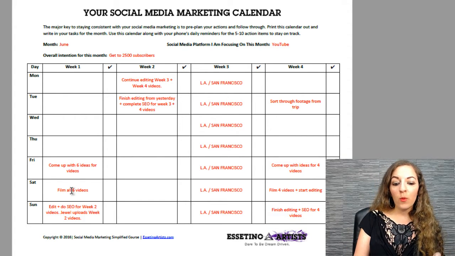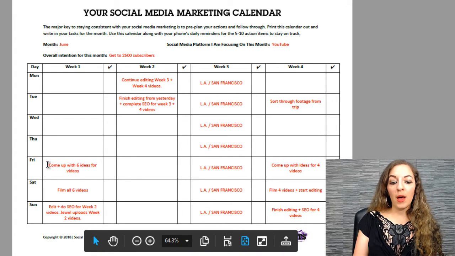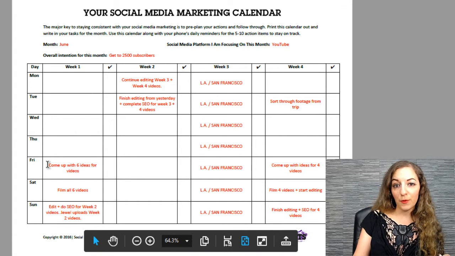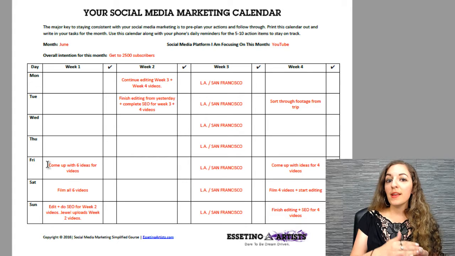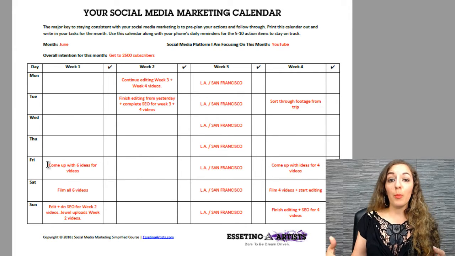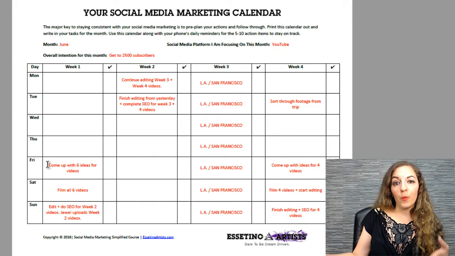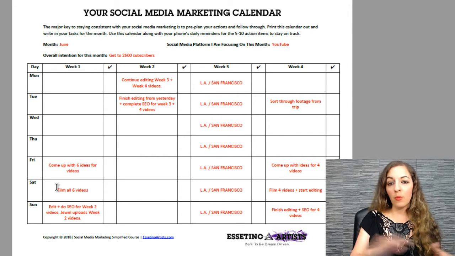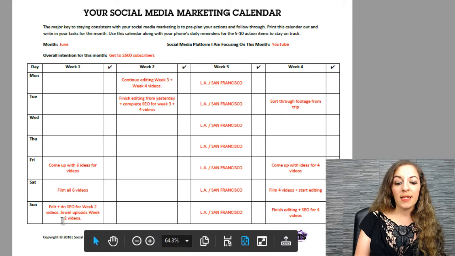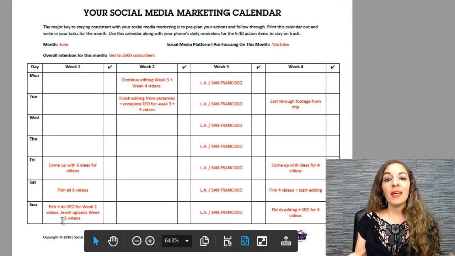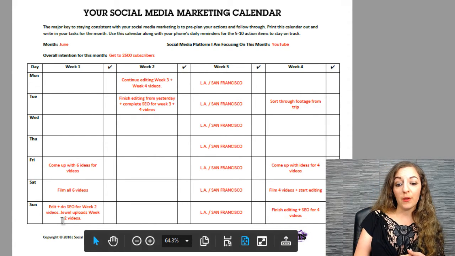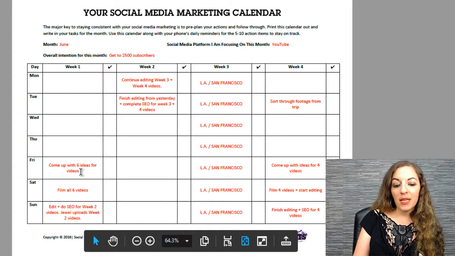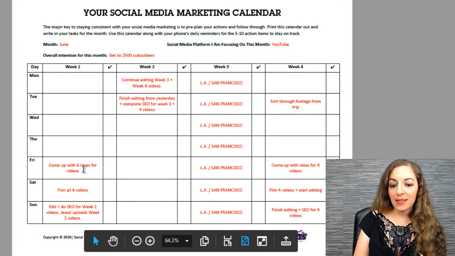So for week 1 of June, I need to come up on Friday with 6 ideas for videos because I need to film 6 videos to set myself up for the week. On Saturday, that's my day of the week to just film all 6 videos, and on Sunday, I'm going to do the editing and start the SEO for those videos. So you can start to see here how I'm batching those tasks.